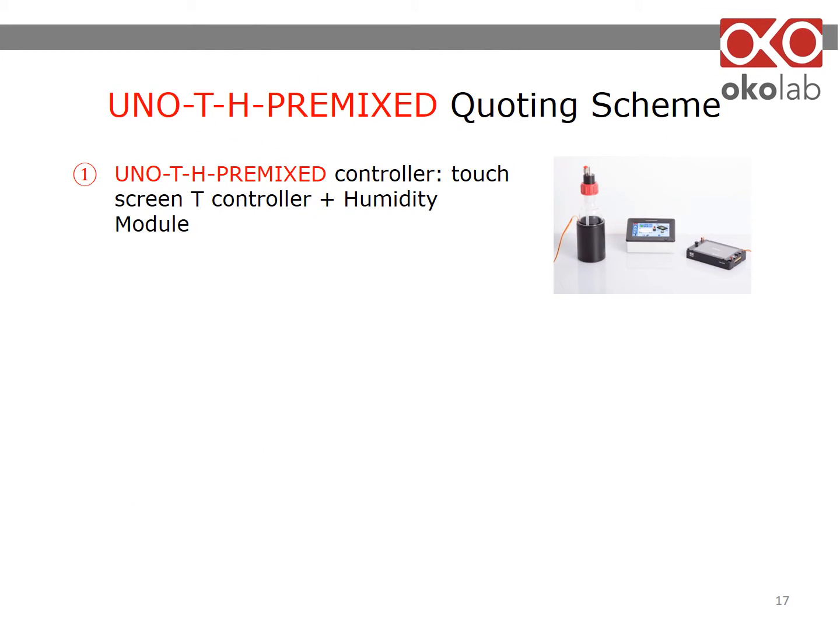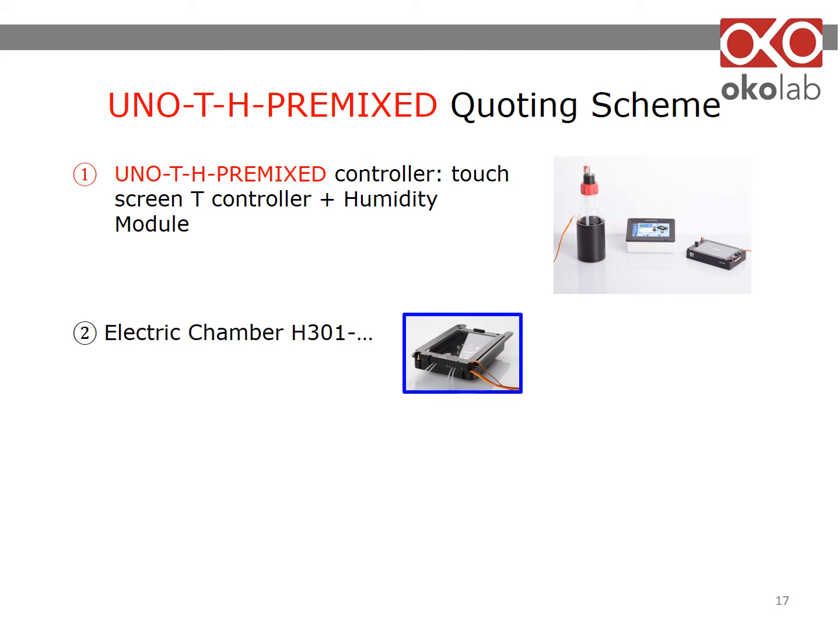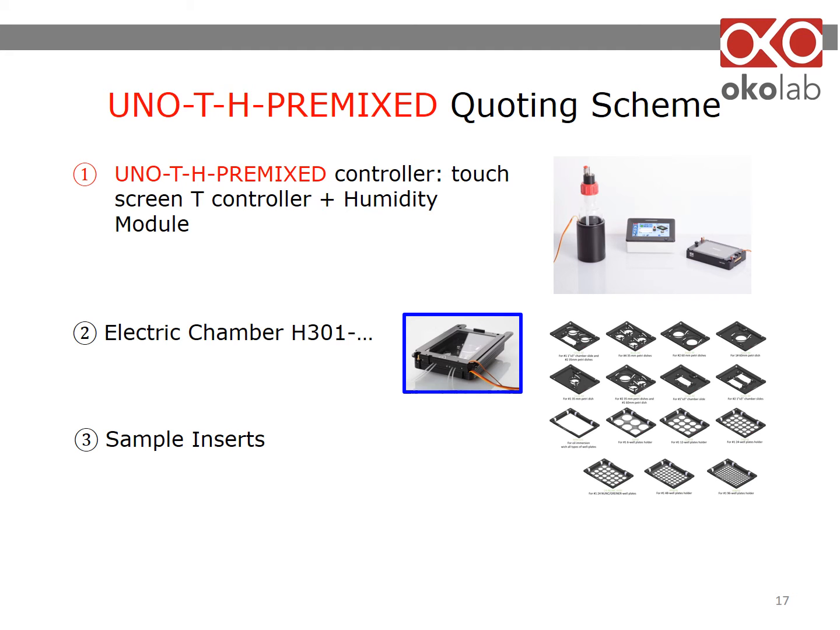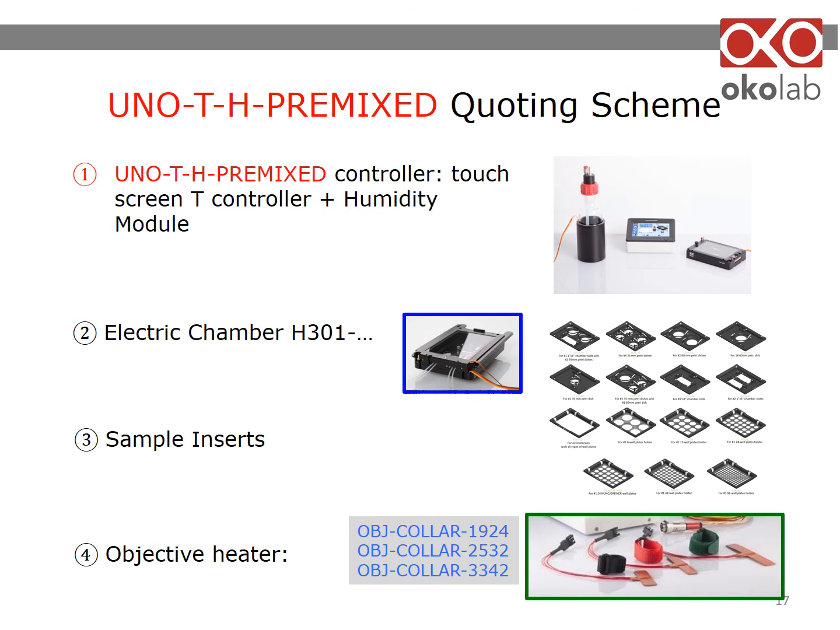If you're using a premixed gas source, here's what you need: UNO-T-H-PREMIXED, a stage top chamber according to your stage brand and model, inserts according to your sample tissue culture vessels, and an objective heater if you're imaging with oil immersion objectives.